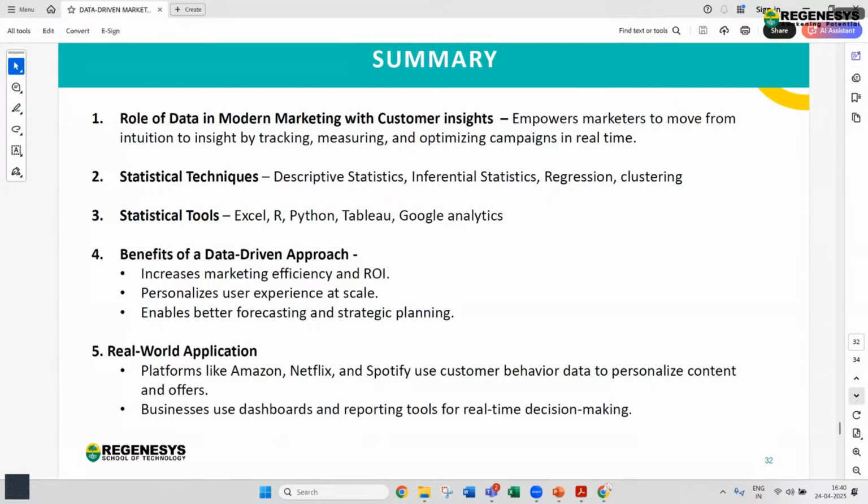And definitely, you can focus not only on the present, but you can focus on the future plan and future benefit, future profit of your company. Okay. And we have seen that there are platforms like Amazon, Netflix, Spotify. Okay. All of them use customer behavior data. Okay. Businesses use dashboards and reporting tools for real time decision making.